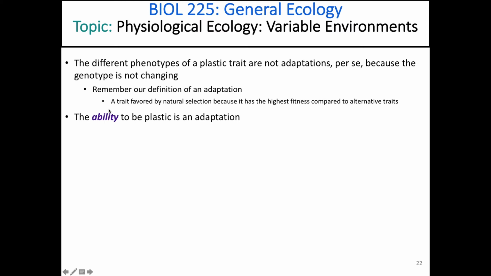The ability to be plastic is definitely an adaptation, right? That's something that individuals can pass on to their offspring. But the actual change within one individual, like in a snowshoe hare from a white coat to a brown coat, that is not an adaptation because the genes aren't changing.